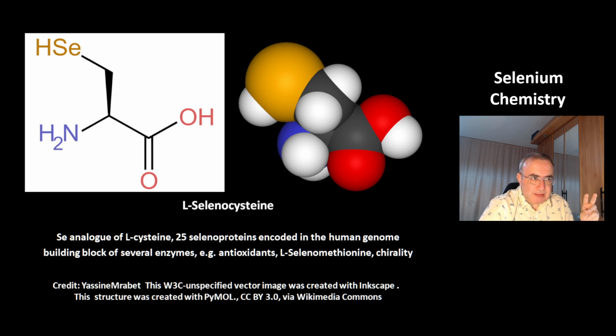So in the human genome, there are 25 selenoproteins encoded. It is the building block of several enzymes, for example, antioxidants. And there's also a methionine analog, L-selenomethionine, where sulfur is replaced by the element selenium.